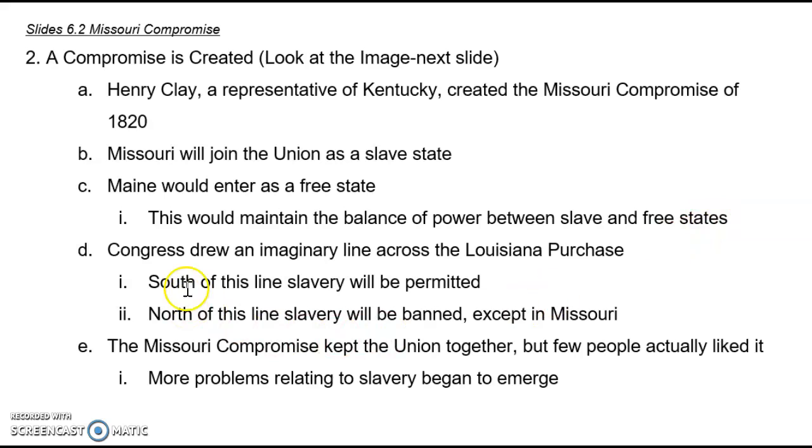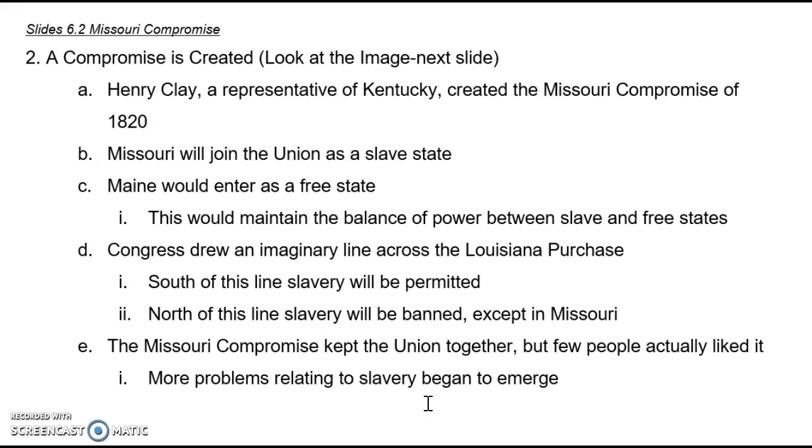Okay, so like I said, this is going to keep the balance between slave and free states even. Okay. The other thing they're going to do is Congress is going to draw an imaginary line across the Louisiana Purchase. Okay? Remember that, guys. It's an imaginary line. No one actually goes throughout the Louisiana Territory drawing a line. Students in the past thought that there was an actual line. Okay? But pretty much south of this line, slavery is going to be permitted. North of this line, slavery is going to be banned, except in Missouri. Okay? The Missouri Compromise is going to keep the Union together. At the time period, very few people actually liked it. Okay, and it's just going to cause more problems.